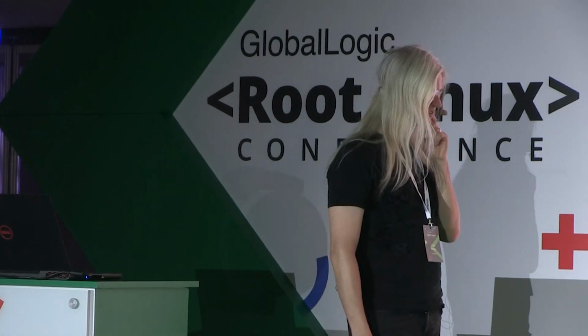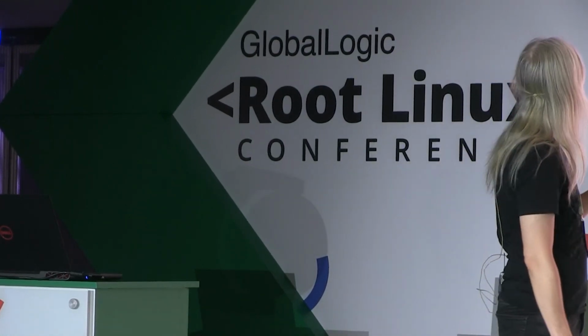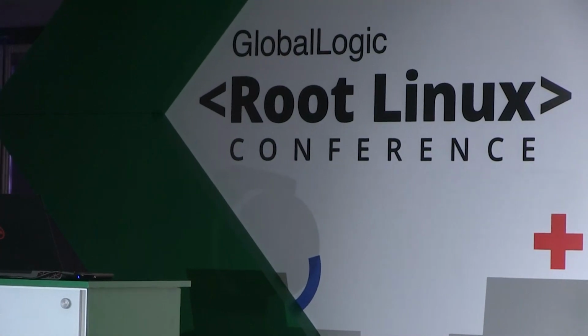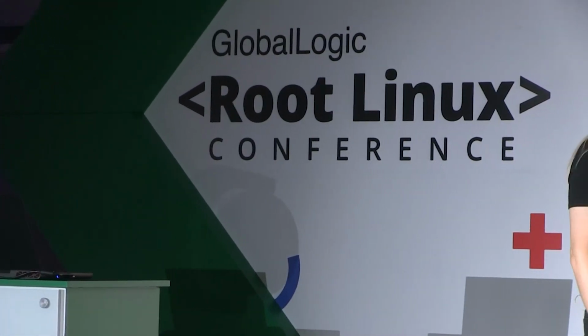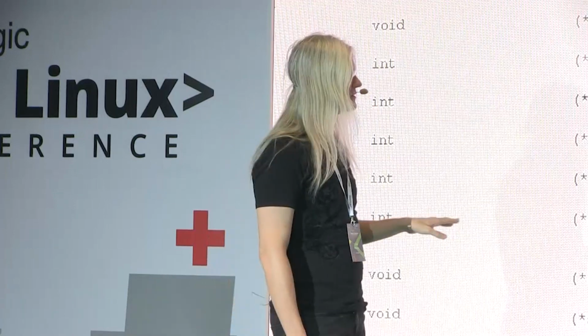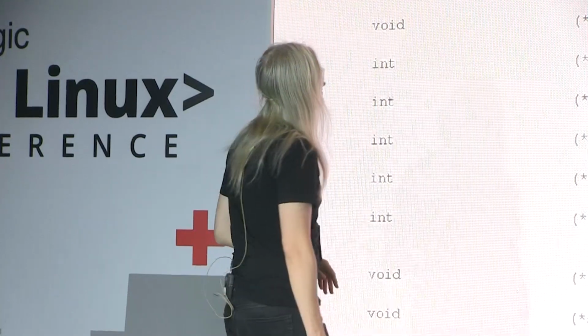GPIO lib, when you look at the code, it looks something like that. This is part of the struct GPIO chip. Showing code dumps in conference presentations is generally not such a good idea. But this is just to give you an idea about the callbacks we have here.